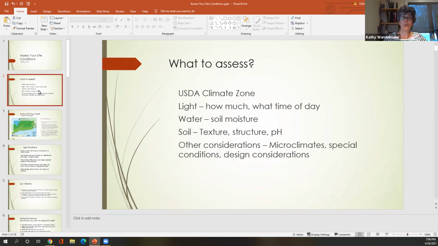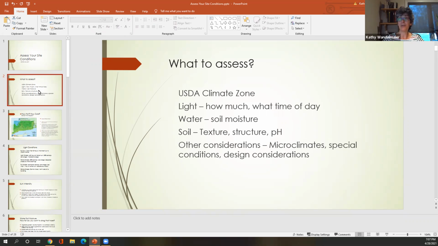So what is it that you should be assessing? And I apologize if this is a little too elementary for you, but I just wanted to cover everything. The first thing you want to think about is what climate zone are you in? So I'm talking about the USDA climate zones, which are based on minimum temperature. And besides that, you want to think about how much light you have, what kind of sunshine and at what time of the day. The water supply, how much moisture is in your soil naturally.